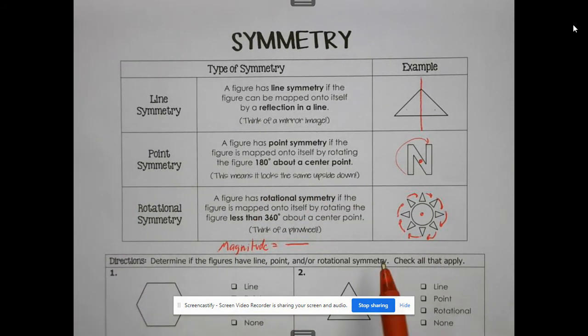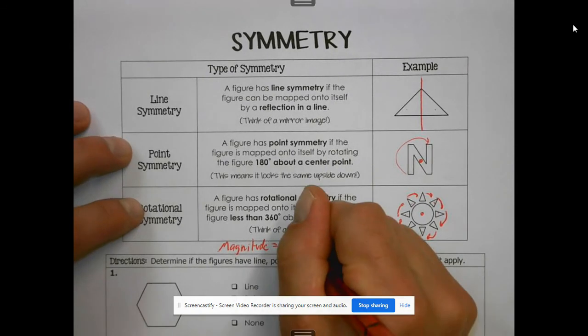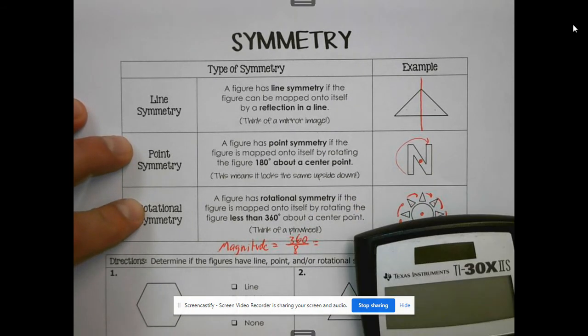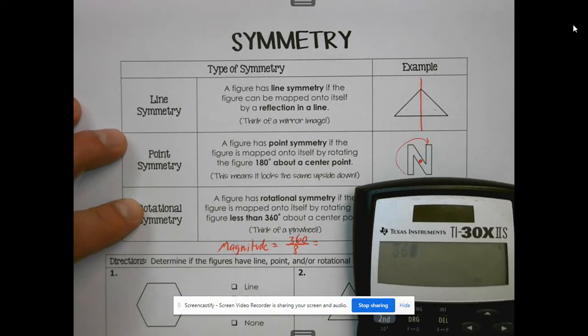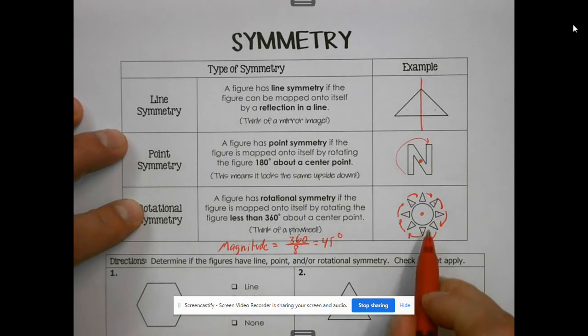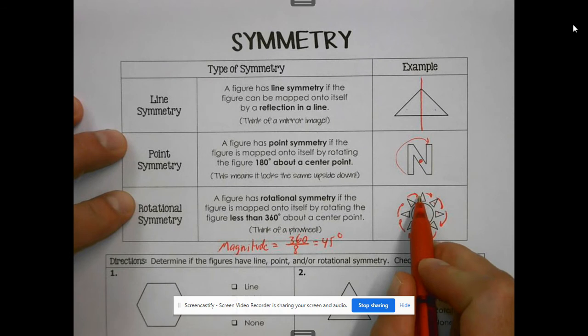To figure out the magnitude for rotational symmetry, you take how many times you can spin this to get it back to the original. In this case, it would be 1, 2, 3, 4, 5, 6, 7, 8. You take 360 and divide that by how many times you can turn it to get back to the original. The magnitude for this little sun would be 360 divided by 8, which comes out to 45 degrees, which means you can rotate this figure 45 degrees 8 times until you get it back to the original.